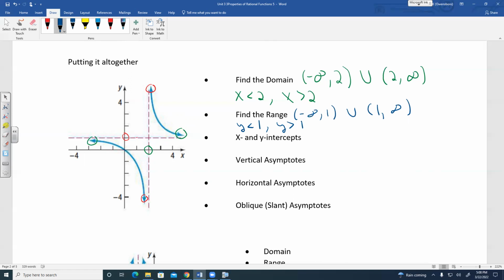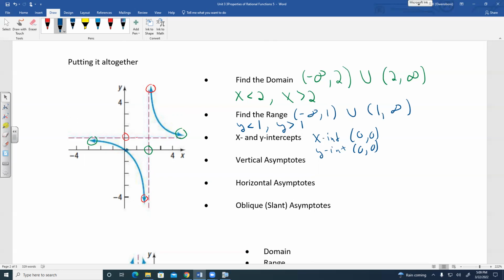The X and Y intercepts: it looks like the only place I see it crossing the X-axis is here. So it looks like the X and Y intercepts are both 0. If we use ordered pairs, the X-intercept would be (0, 0), and the Y-intercept would be the same thing, (0, 0). It's the same spot. That's the only spot where it crosses the X and Y axis.